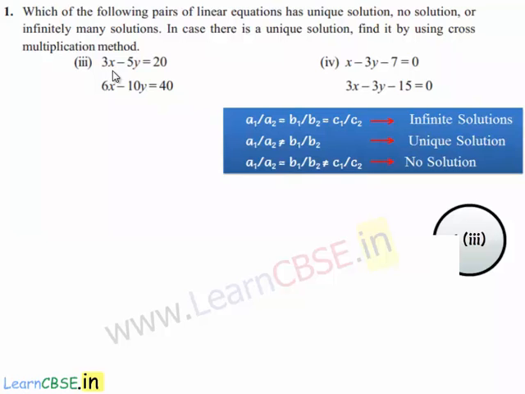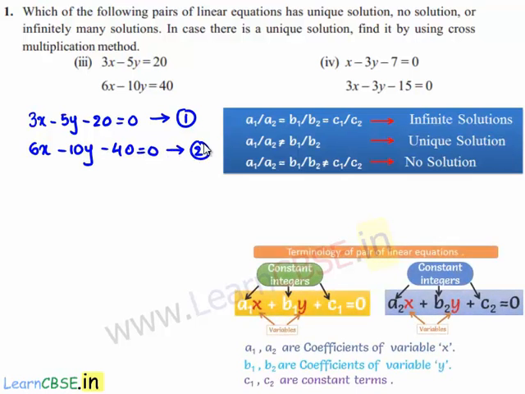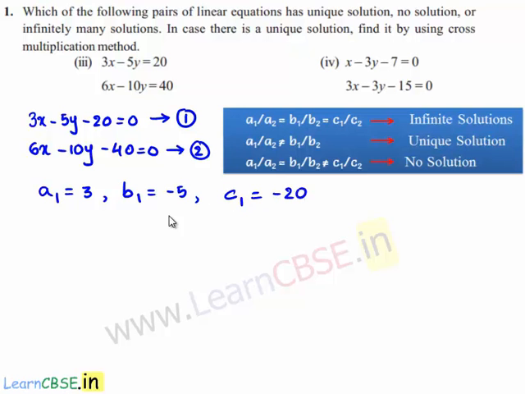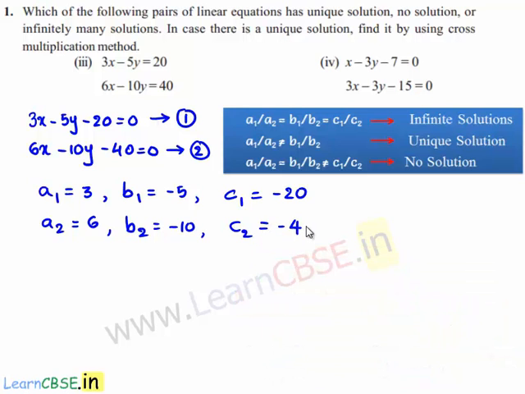Coming to the third bit, which is 3x minus 5y is equal to 20 and 6x minus 10y is equal to 40. So the given equations can be written as 3x minus 5y minus 20 is equal to 0. Let this be equation number 1, and 6x minus 10y minus 40 is equal to 0. Let this be equation number 2. So we can write a1 is equal to 3, b1 is equal to -5, c1 is equal to -20, and a2 is equal to 6, b2 is equal to -10, c2 is equal to -40.